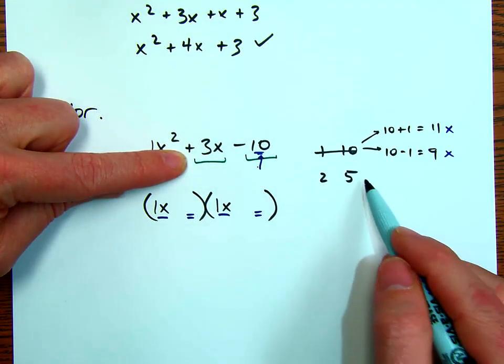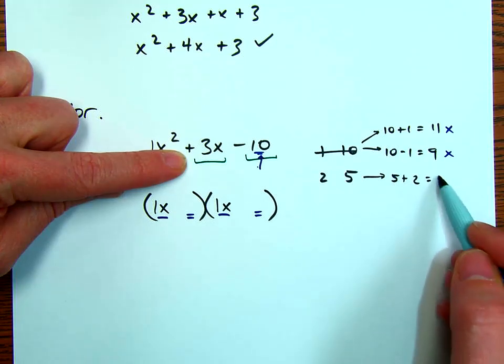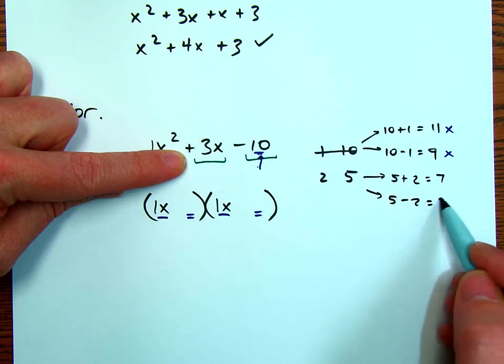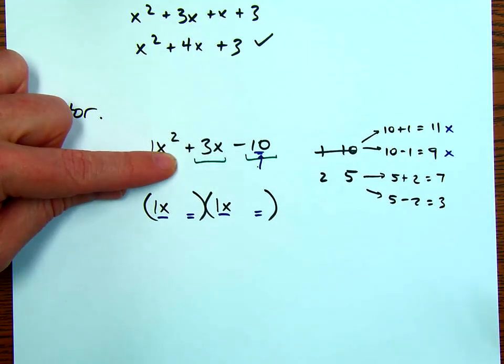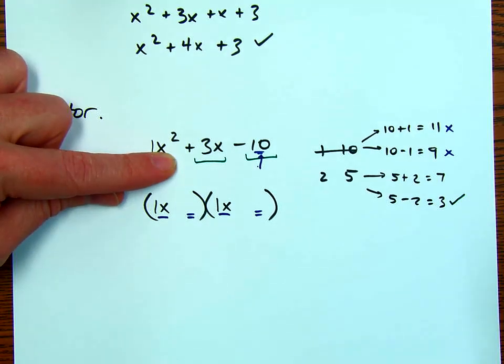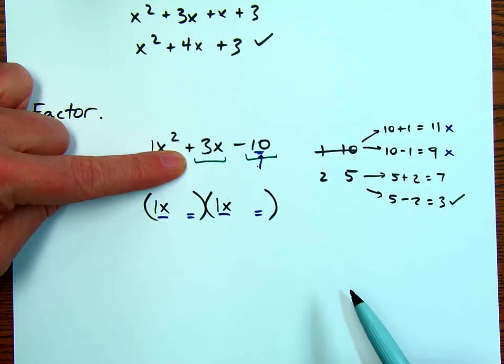But let's consider 5 and 2. We can say that 5 plus 2 is 7, and the difference between 5 and 2 is 3, and we're looking for 3. So here's what we're going to try to do. We're going to try to make our 3 here. So 5 and 2 have the ability to make 3, so now we just need to consider if they're positive or negative values.